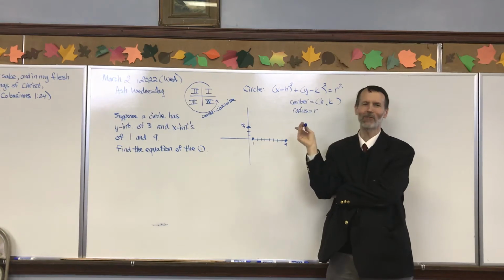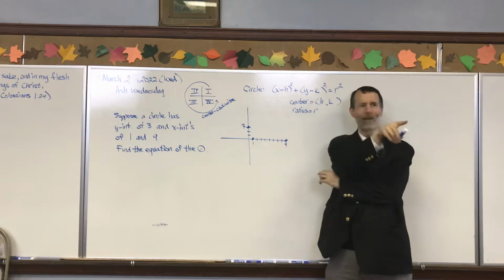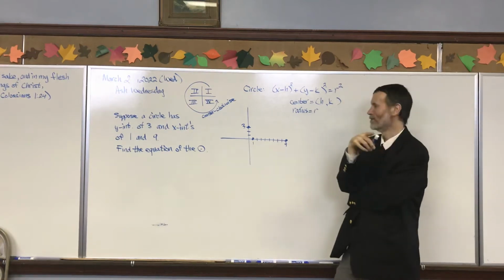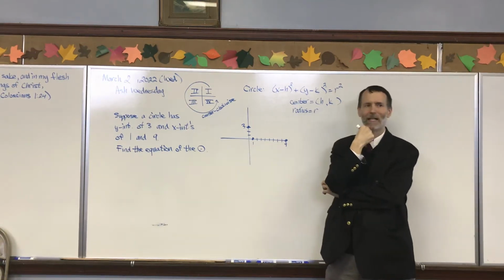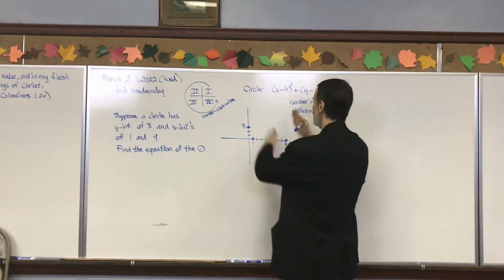Is the center of the circle in quadrant 1, 2, 3, or 4? What's your instinct? Go. 1. Why do you say quadrant 1? Because it's smaller at the bottom, so it's a little bit bigger than everybody else.